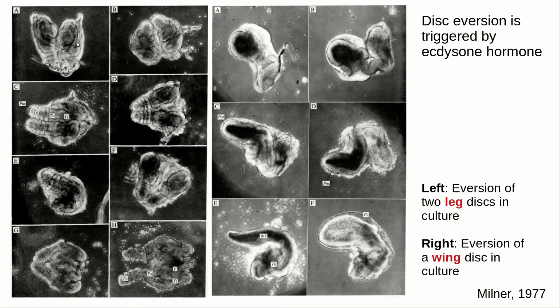The eversion of all Drosophila discs is roughly synchronized, and it takes place after the ecdysone peak that starts puparation. So here you can see two imaginal discs of the two legs that have been dissected and cultured, and ecdysone hormone has been added. So this ecdysone can trigger disc eversion, leg disc eversion in vitro, and the same happens with the wing disc.